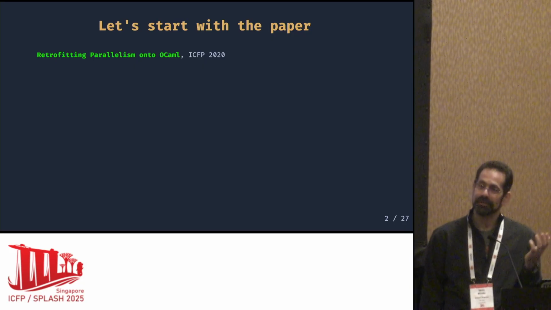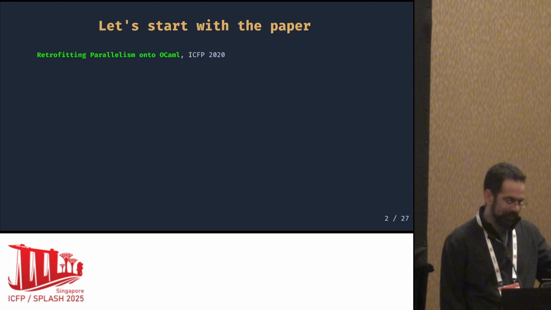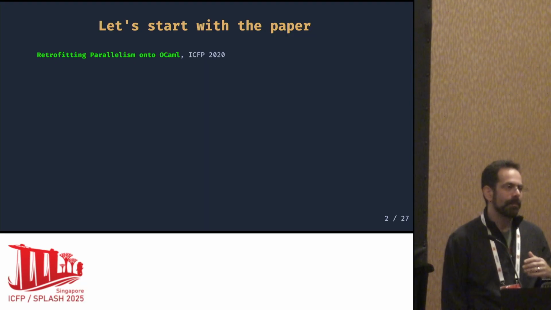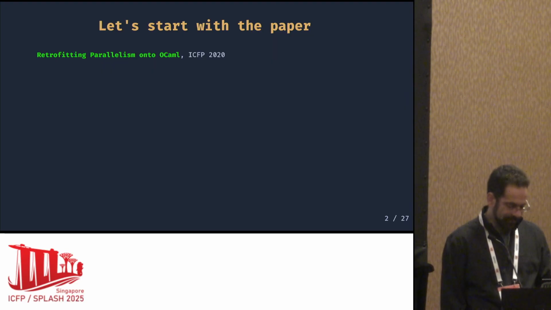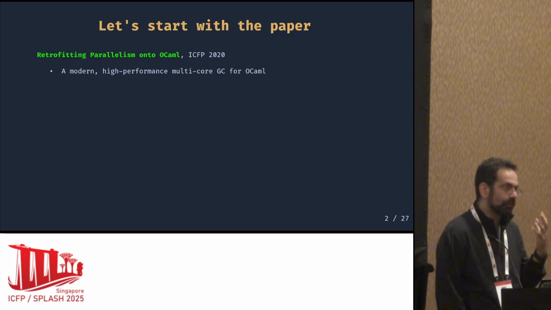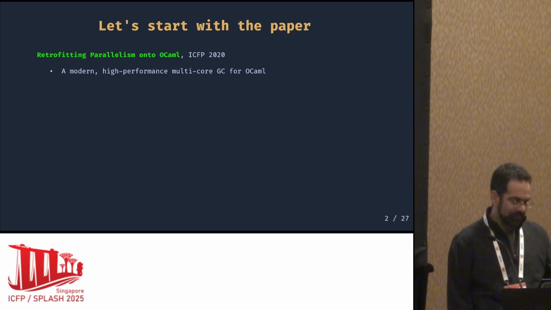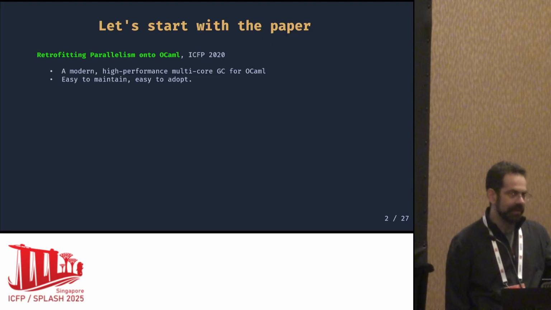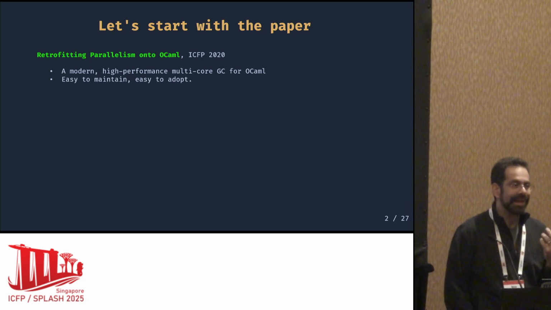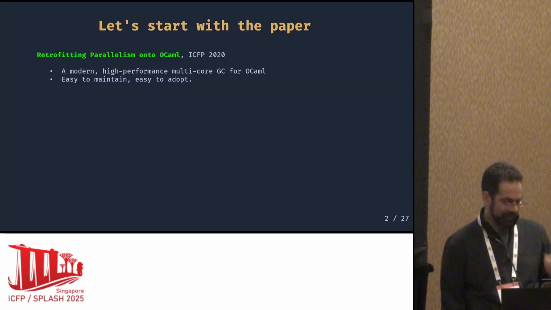And I want to start with a paper, right? Appropriately, here we are at, I guess, a mix of ICFP and Uppsala, and there was a nice paper in ICFP in 2020 called Retrofitting Parallelism onto OCaml that went through this whole design and set of ideas. And the goals of the paper were to produce a modern, high-performance, multicore garbage collector that would fit into the OCaml ecosystem. And critically, the idea is that this design should be both easy to maintain and easy to adopt, easy for people who were using the pre-Multicore OCaml to pick it up and have it work for them.